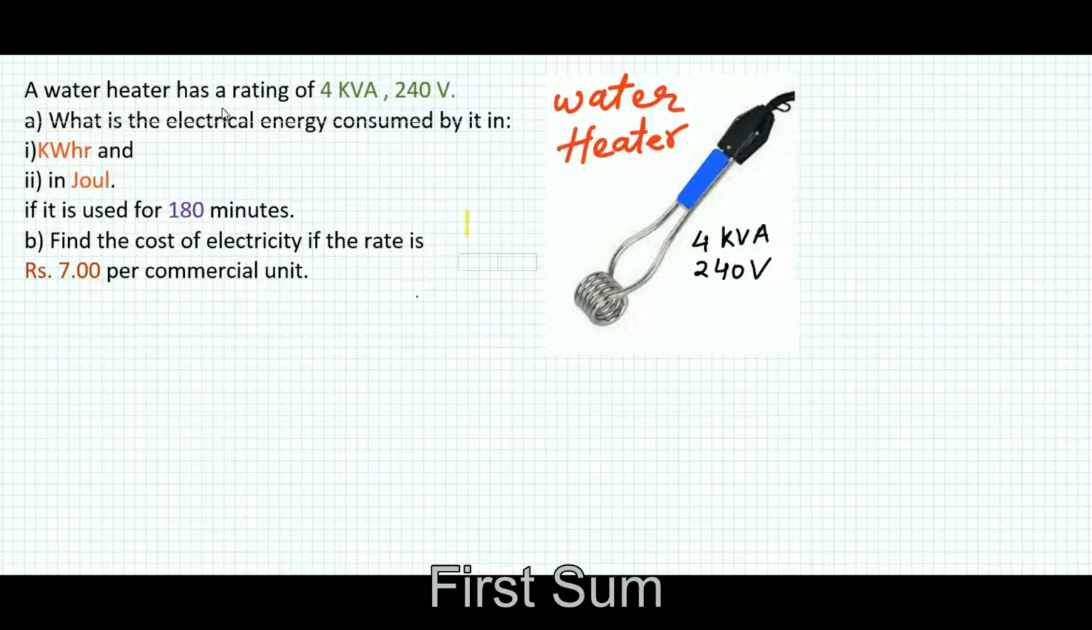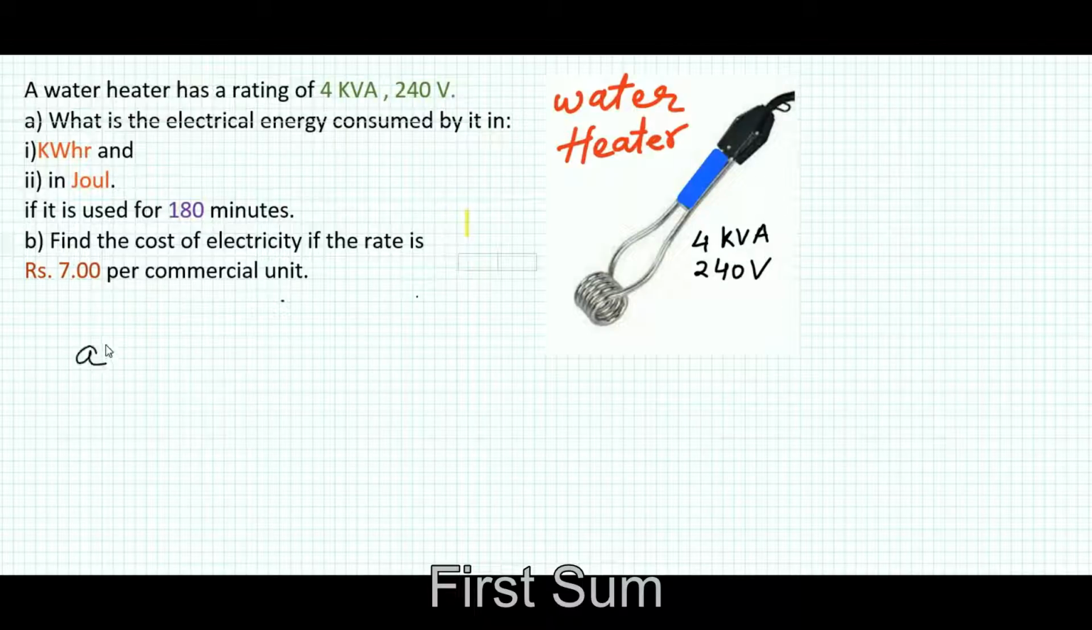A water heater has a rating of 4 kVA, 240 volt. What is the electrical energy consumed by it in kilowatt hour and second in joule if it is used for 180 minutes? And the second part is to find the cost of electricity if the rate is rupees 7 per commercial unit. Here I have shown a water heater. It is also called an immersion heater. Its rating is 4 kVA and 240 volt.